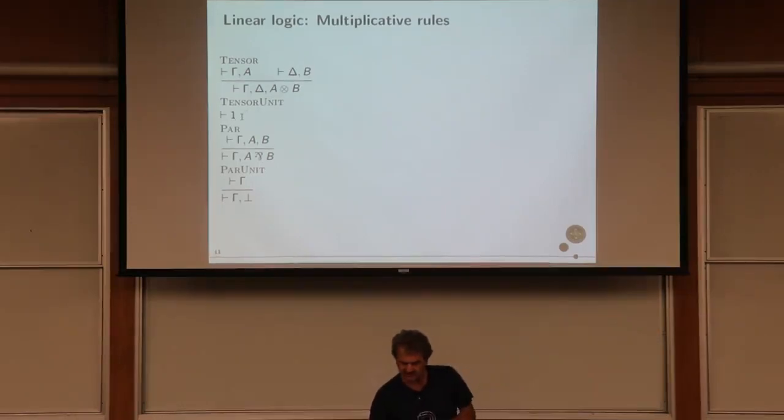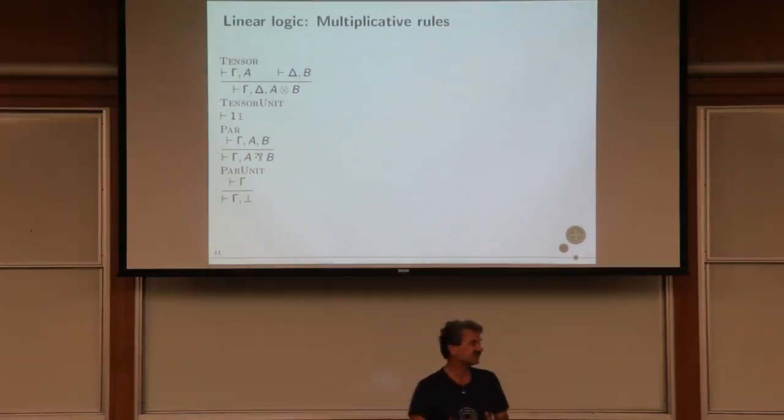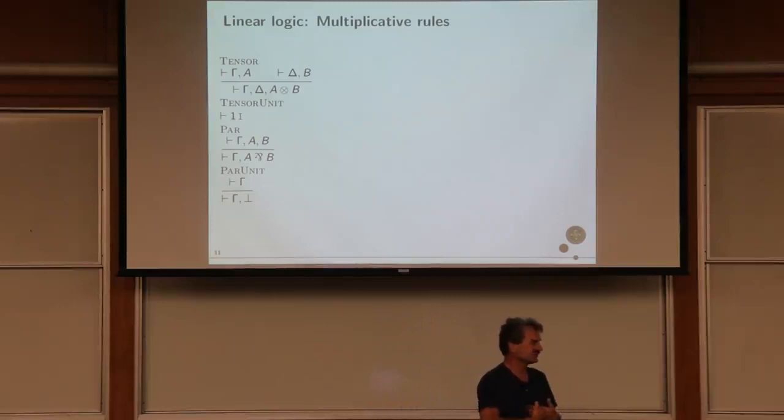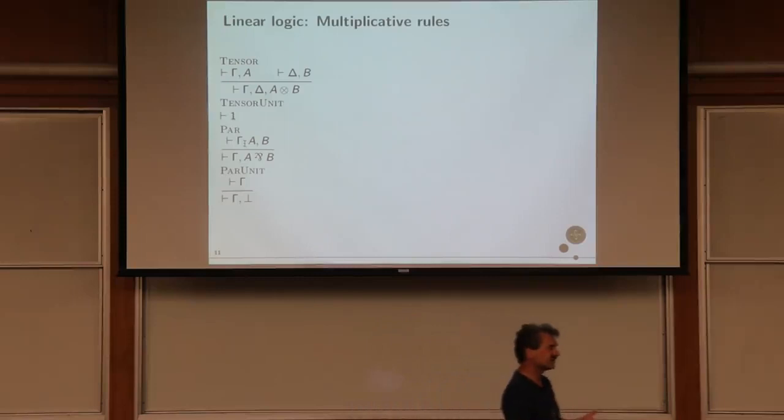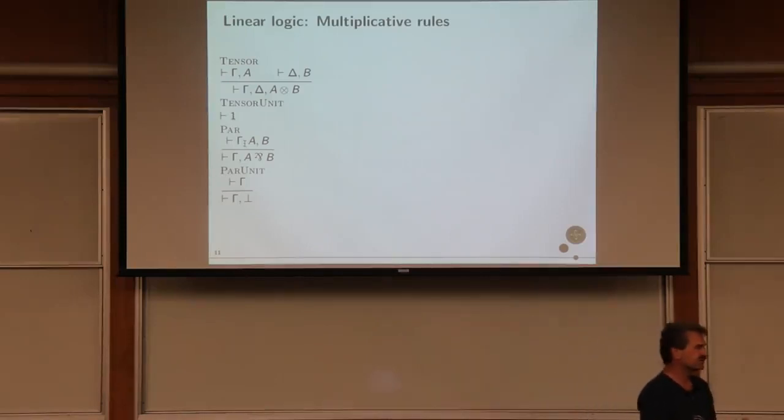Tensor unit, okay. It's basically got to be 0 again. Here's the one actually playing the role of being produced, so it doesn't really make anything. And the par, how is that interpreted? Now it gets scary.